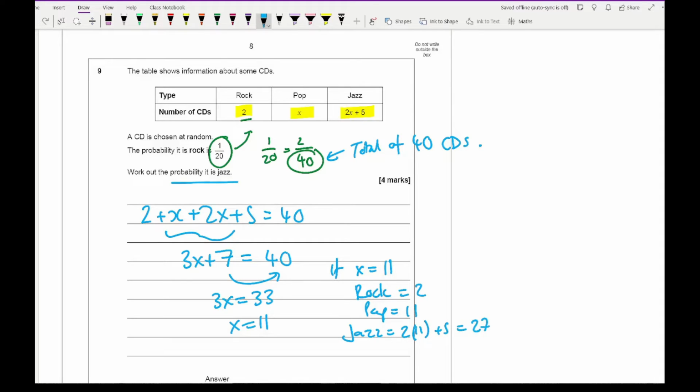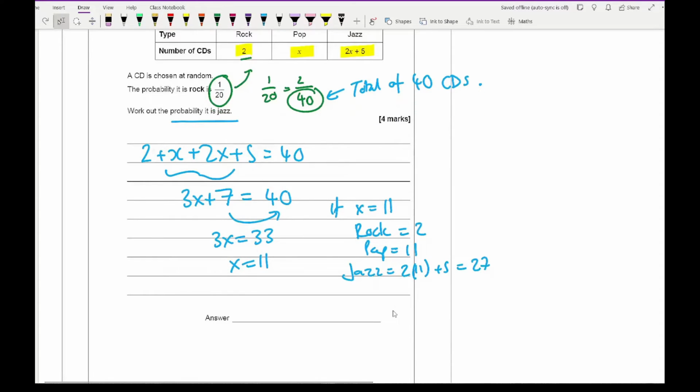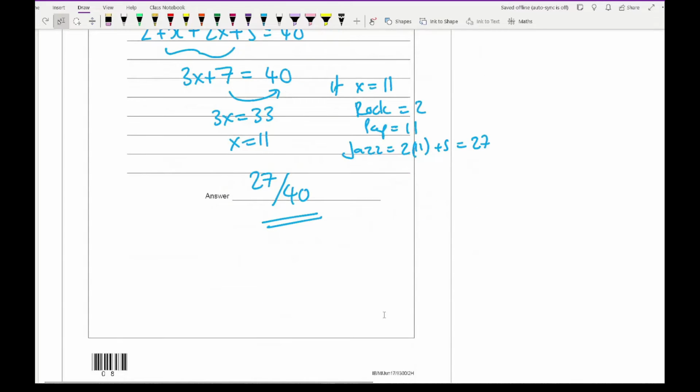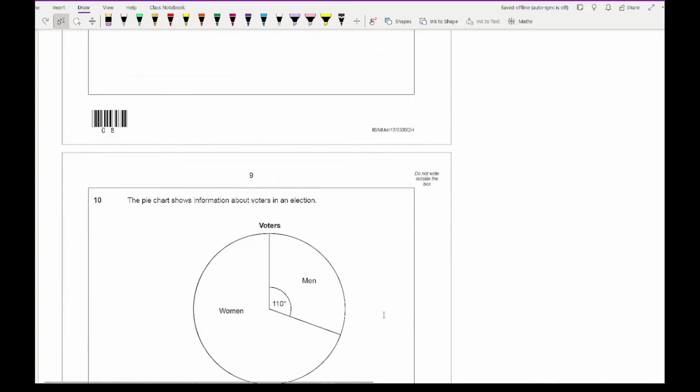Now the question asks for the probability for someone picking a CD of jazz, so it's going to be 27 over 40. Does that simplify? No, so I leave that as my final answer. If you want to leave that as a decimal, then that's absolutely fine as well.